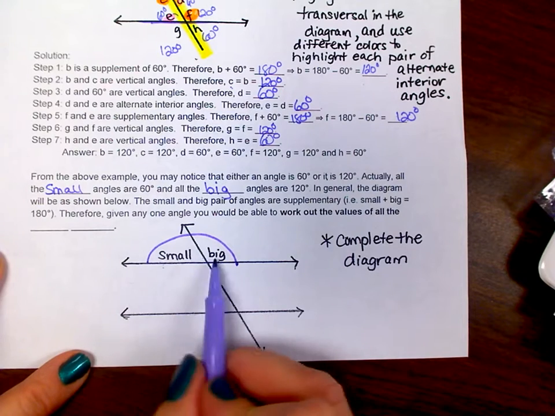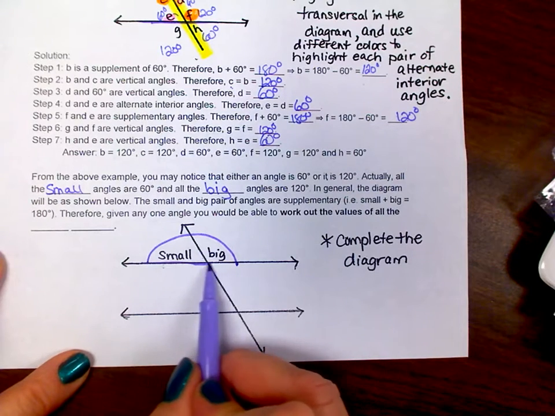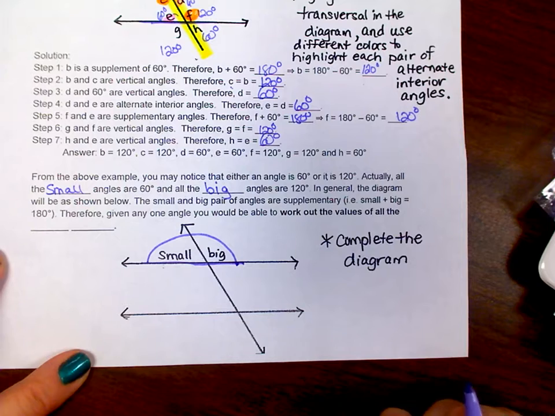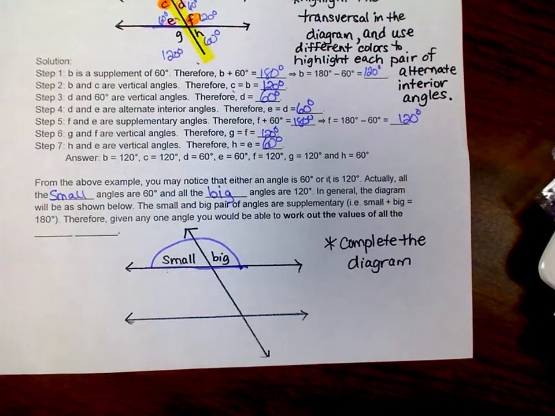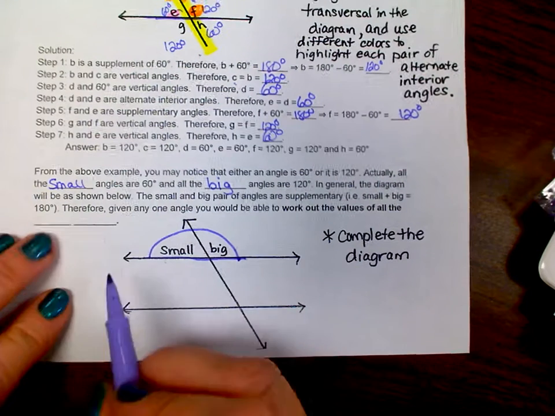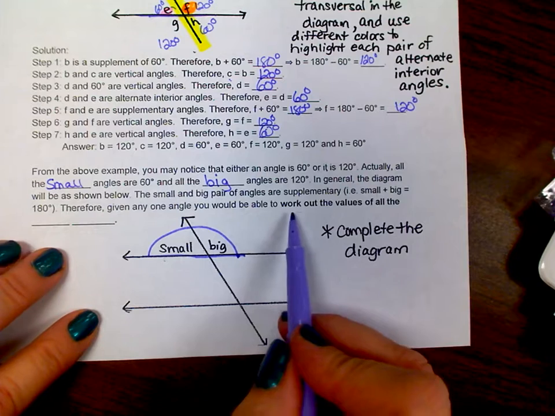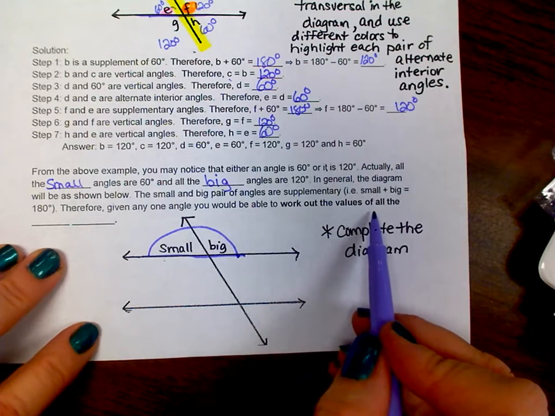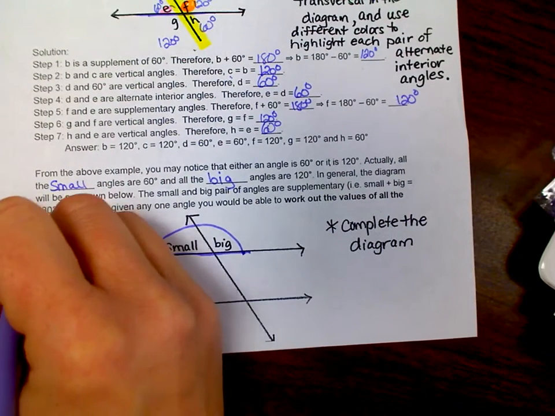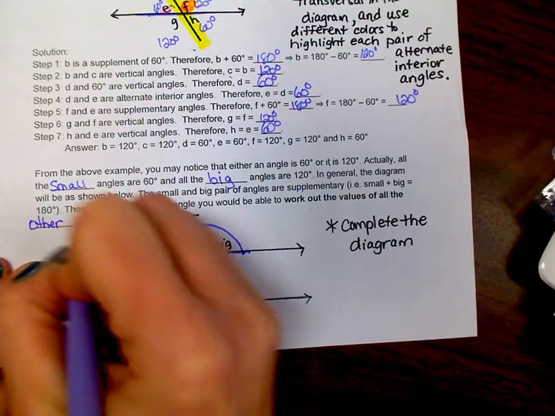So remember, these angles are supplementary. They form a straight line, which equals 180. Therefore, given any one angle, you would be able to work out the values of all the other angles.